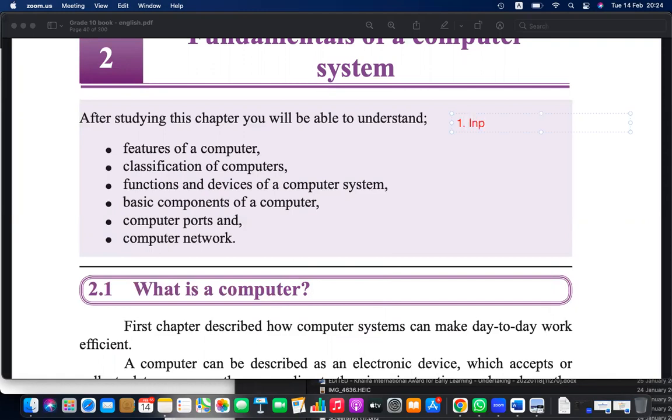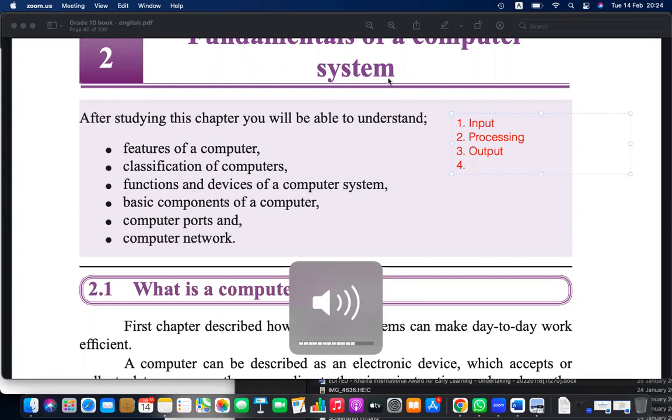So number one is input devices. Can you tell me the second one? Yes, if number one is input, the second one will be processing. It can even be output, right? Processing. And the third is output. Number four is what? Input, processing, output. Then what is four?